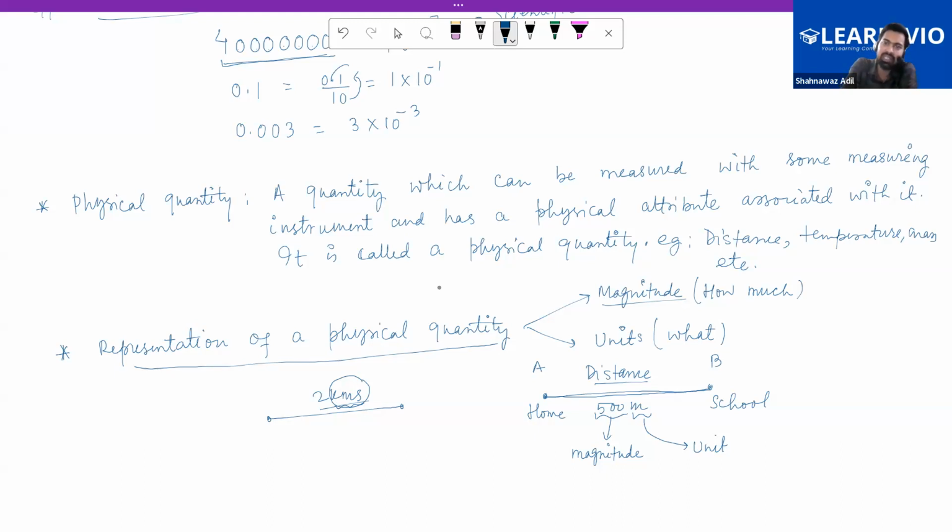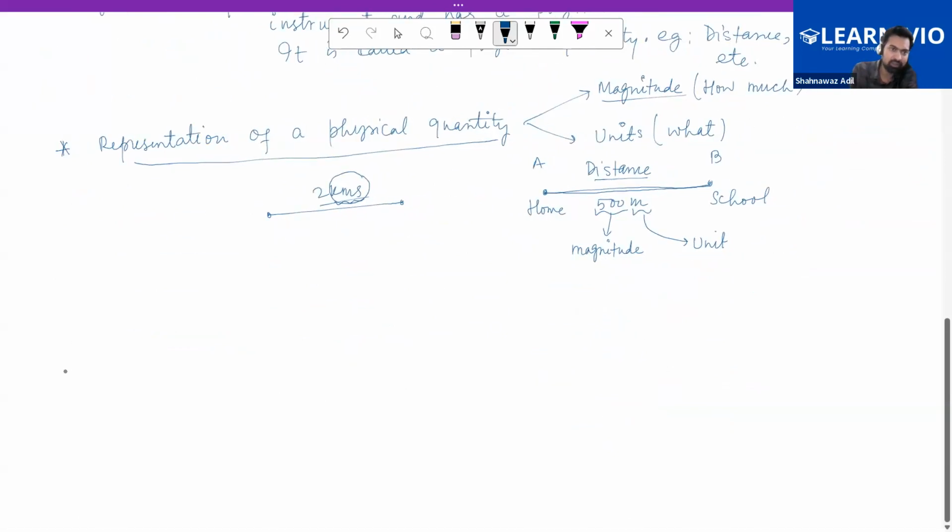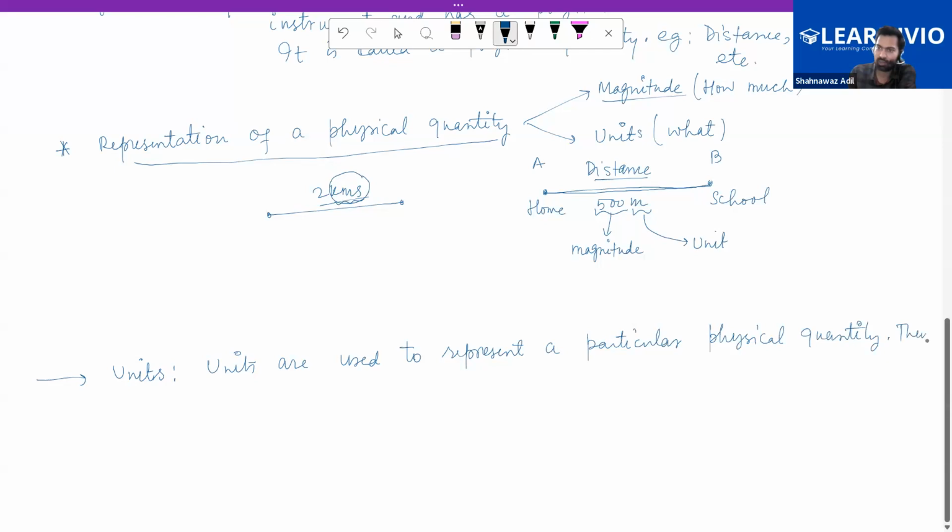So now we can define units. Units are used to represent a particular physical quantity, and they are really helpful in identifying the kind of physical quantity.